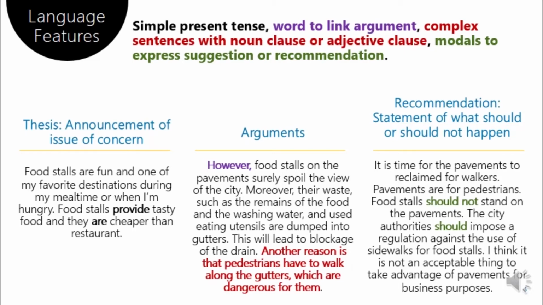And then complex sentence with noun clause or adjective clause. The use of "that" in here, "that pedestrians have to walk along the gutters", it is an adjective clause, and "which are dangerous for them" is a noun clause. And they are complex sentences because there are an independent clause and a dependent clause. And then the last one is modals to express suggestions or recommendations. So what modals express suggestions and recommendations? "Should". Yeah, "should" is the most common one. We come to the next one.